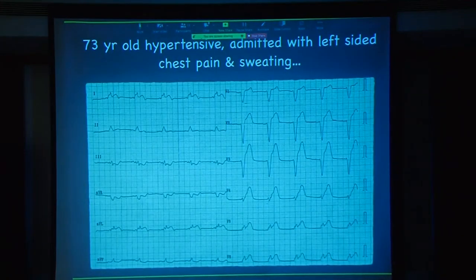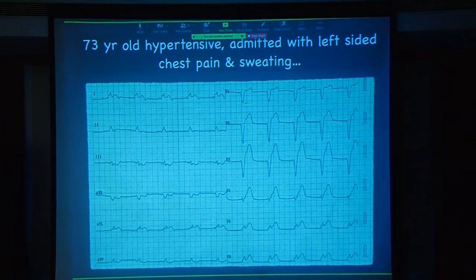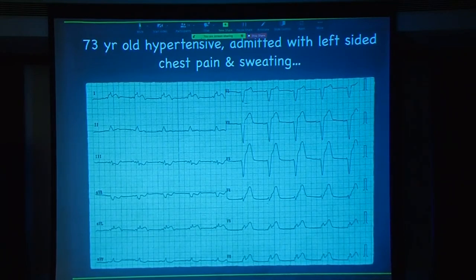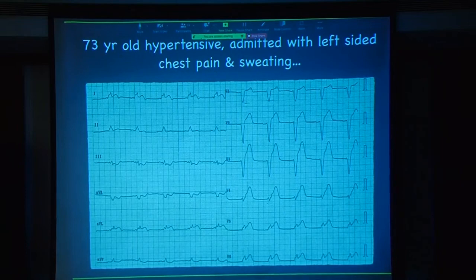Well, this is another patient who is a hypertensive who was admitted with angina and sweating. You could see that the QRS complex is wide, and this wide QRS complex suggests that he's got a left bundle branch block. Now, how do we diagnose myocardial infarction when somebody's got a left bundle branch block? Because many times in a patient with LBBB, you tend to see ST elevation in V1, V2, V3. So you are always confused whether this particular patient has got an associated anterior wall myocardial infarction or not.